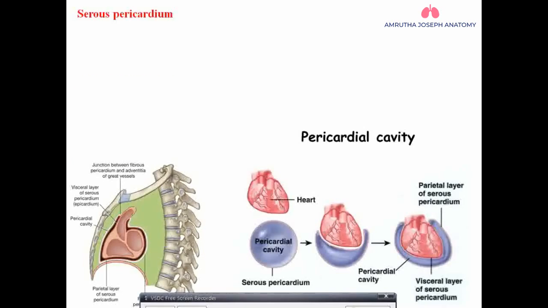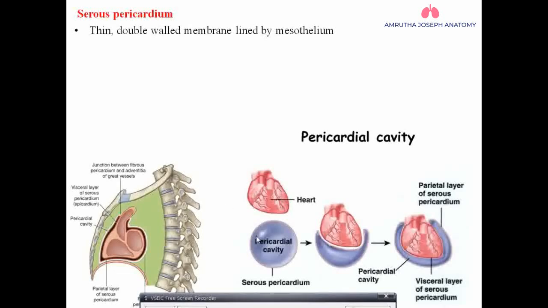Now, serous pericardium. So we have seen the fibrous pericardium. Now let's talk about the serous pericardium. So we are going to talk about the balloon here, which is seen on the inner aspect of fibrous pericardium. This diagram is clearly showing the relations of the diaphragm and the fibrous pericardium. They are very close to each other. They are blending at this point.